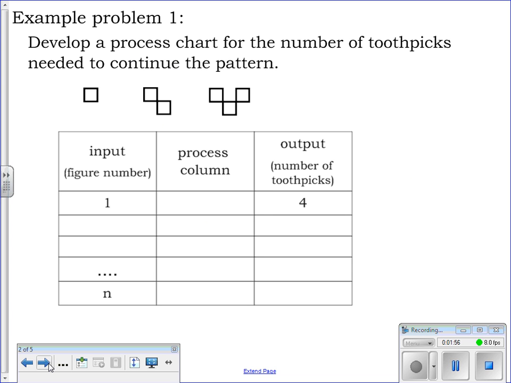Okay, next one. Develop a process for the number of toothpicks needed for the configuration. The idea is we want to figure out how to write an expression that describes how many toothpicks are in a figure based on which figure number we are on. So the first one, we have 4 toothpicks. Read the problems carefully when you're doing these, because the other one might say tiles, which would be completely different than toothpicks. If it's tiles, I have 1 tile in the first figure. Toothpicks, I've got 4 of them.